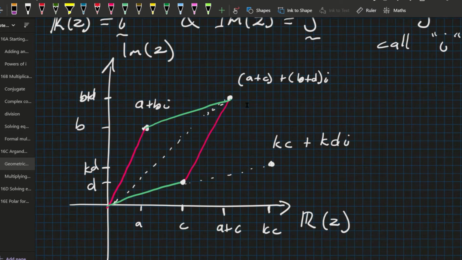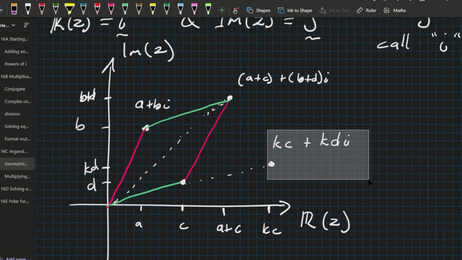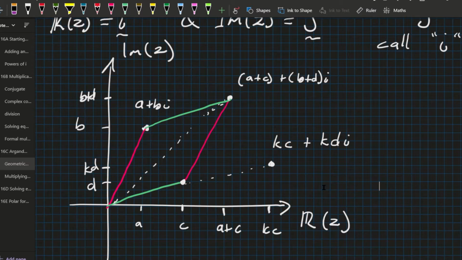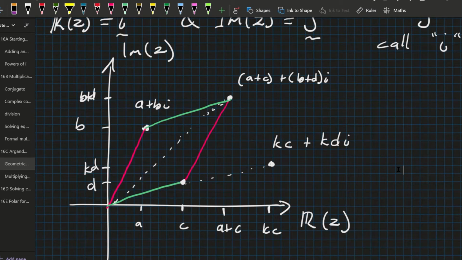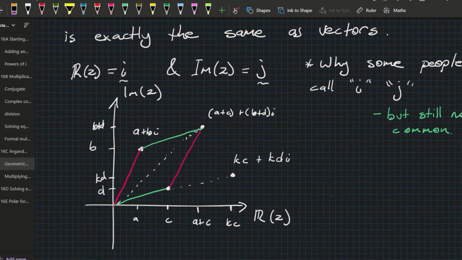The other thing to consider is scalar multiplication of vectors. So this point here is a scalar multiplication of our z2, okay? So if I multiply c by k and di by k, we get k times c plus di. I haven't specified what k might be, but you can see how it stretches out here, okay? So that's how we would deal with the addition and the scalar multiplication.